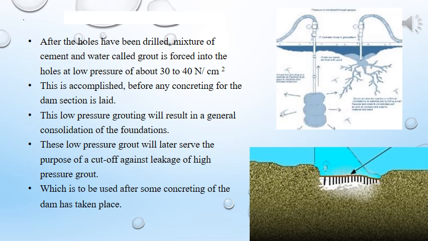These low pressure grouting holes will later serve the purpose of a cutoff against leakage, and high pressure grout is to be used after some concreting of the dam has taken place. So, the whole foundation is consolidated due to this low pressure grout, and this reduces the seepage.